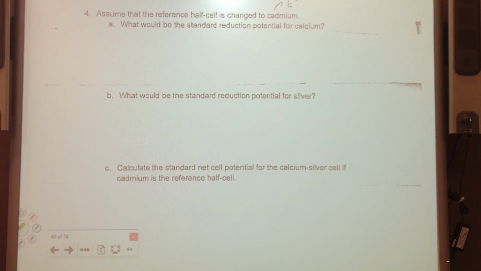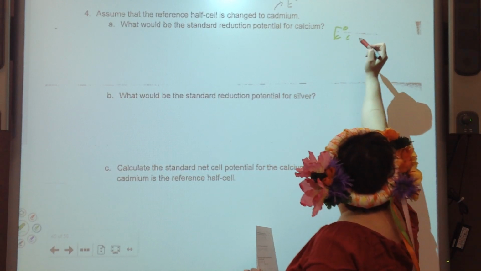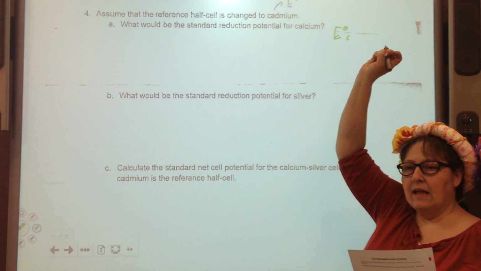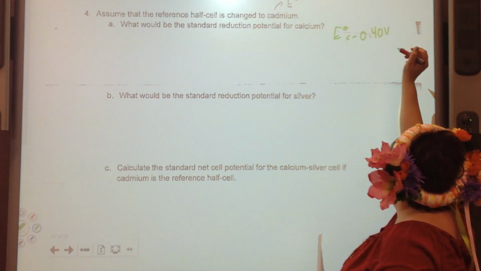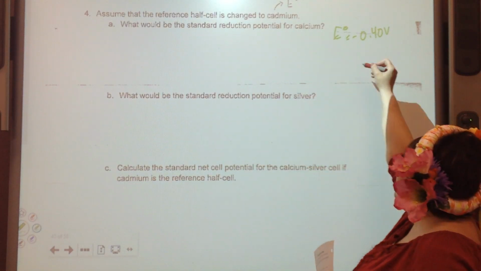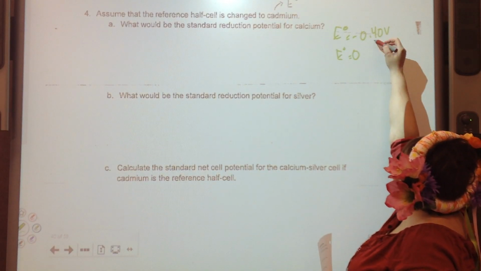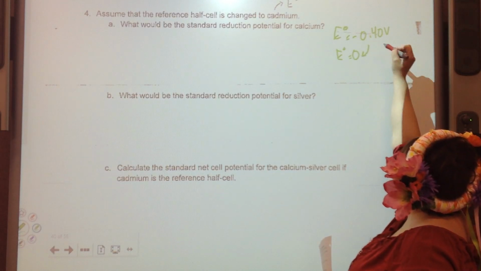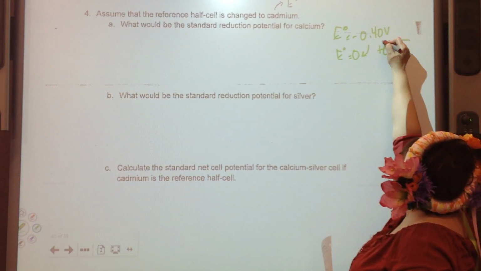Assume that the reduction half cell is changed to cadmium. So what is cadmium's cell potential? I'm just going to write it here because I can't reach way up there. Yeah, it is negative 0.40. That's what cadmium's cell potential is, but we are setting it to the reference cell. The reference cell has to be 0. So how do I go from negative 0.4 to 0? Add 0.40 volts.